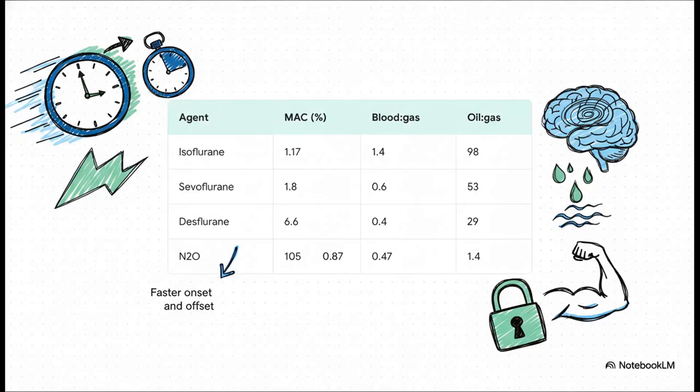Whoa, okay, this table looks like a lot, I know. But don't panic, you really only need to focus on two key columns here to understand how these drugs work. First, look at blood gas. Think of that as the drug's speed dial. A low number, like you see for desflurane, means it's super fast on and super fast off. Then look at oil gas. That's your potency meter. Let's see how that ties into our next big concept.